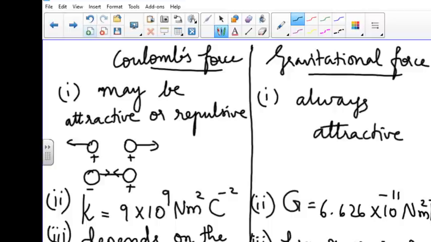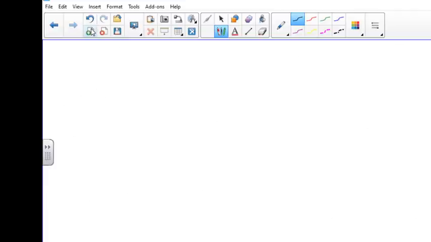Whereas in the case of gravitational force, it remains the same in all media, whether it is kept in air or water or any other media, the gravitational force remains the same. And what is the fourth point? It talks about the force acting between two charges when they are in motion.